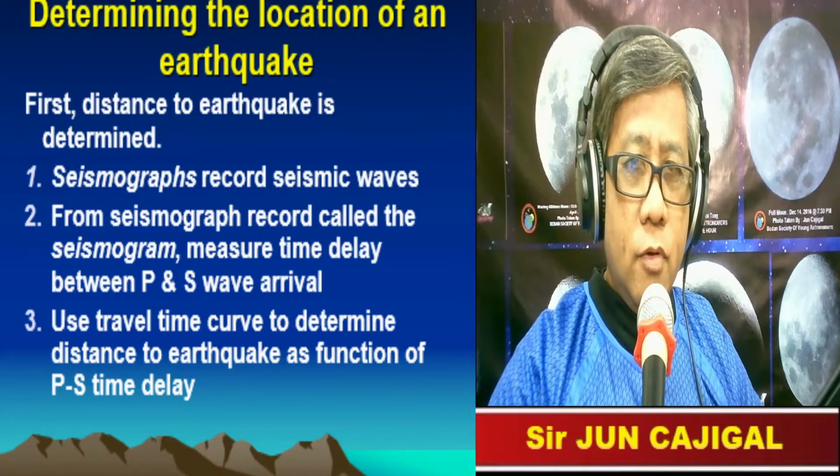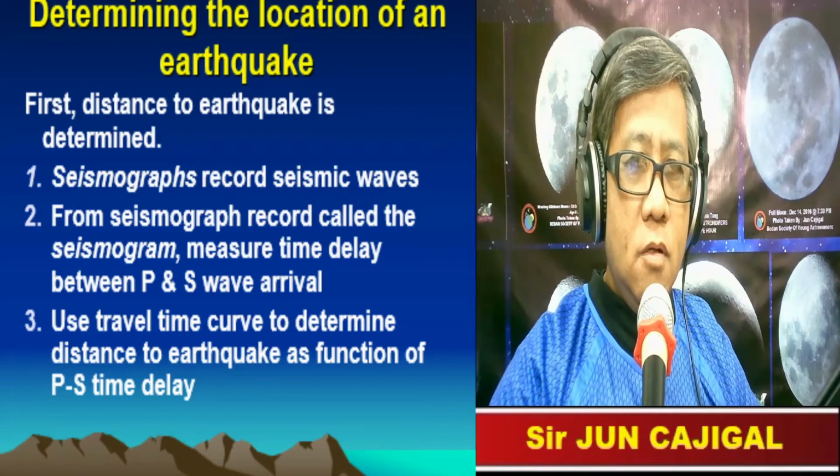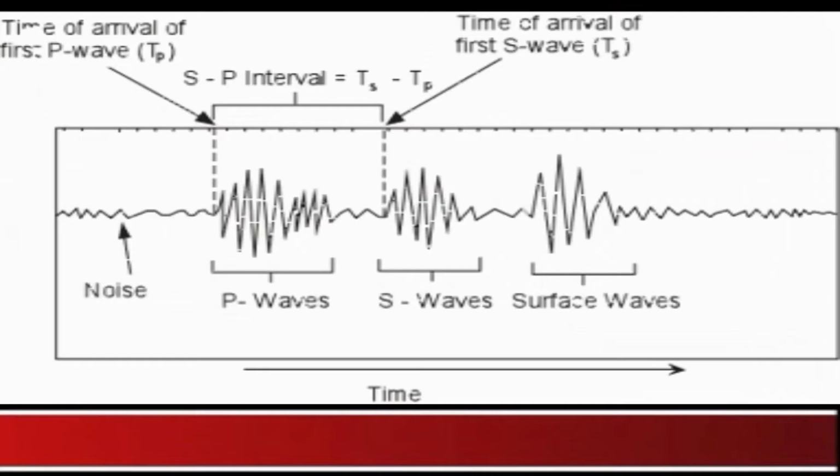To help you further understand what this means, let's take a look at this illustration of a seismogram. This seismogram has recorded the following seismic waves. We have here the P wave, usually detected first, then followed by the S wave, then the surface waves. Seismologists will consider the time delay between the P wave and the S wave. We call this the SP interval. That's what I meant by that time delay.